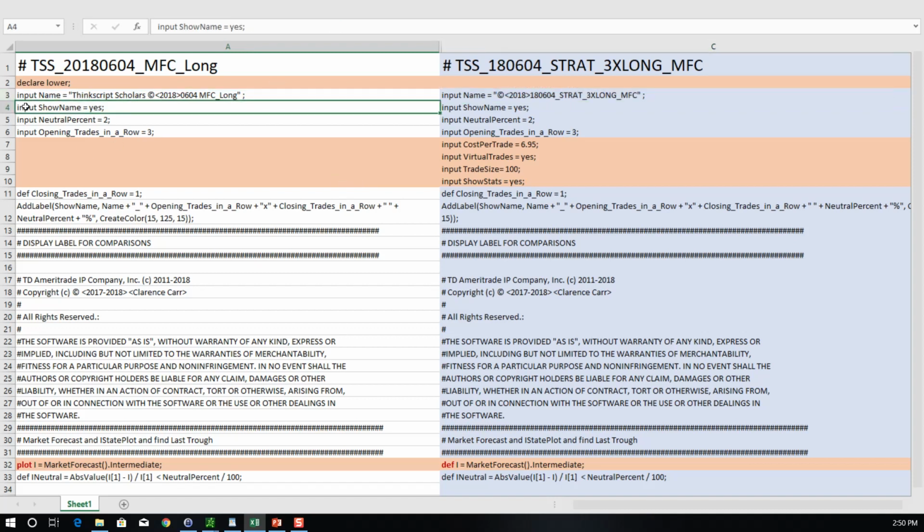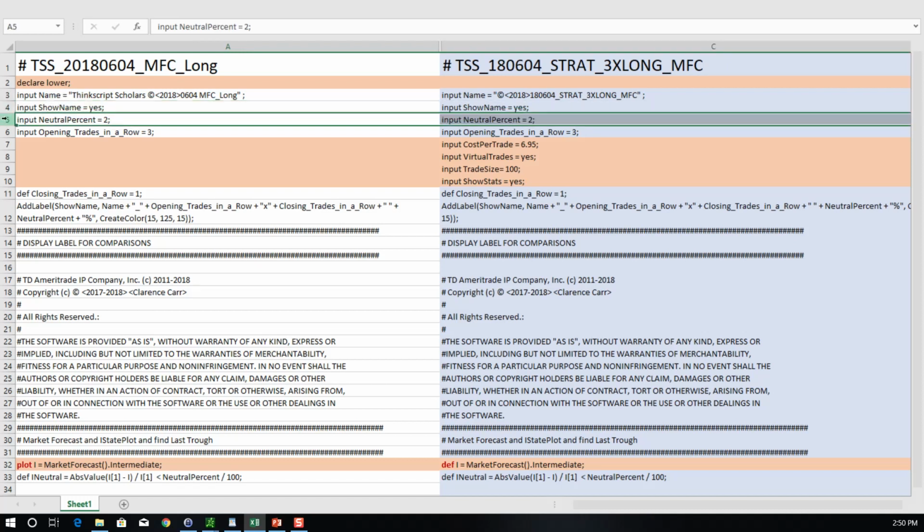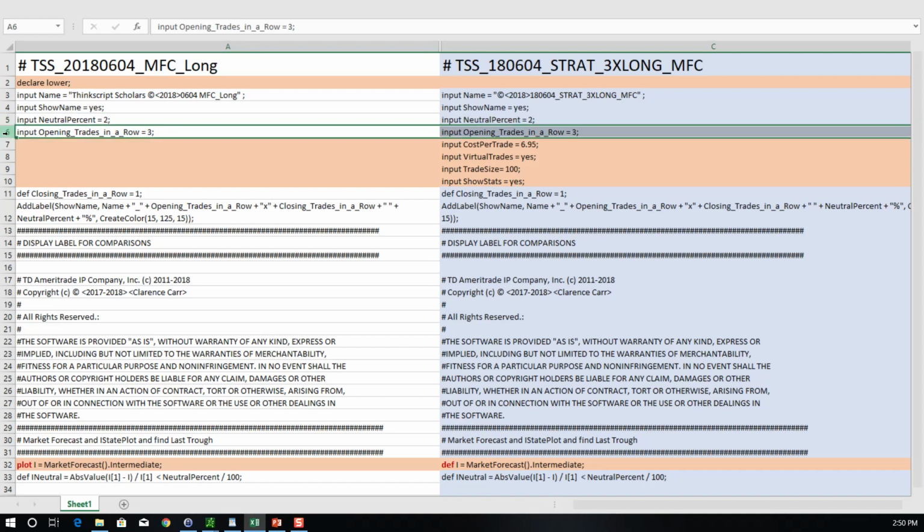Okay, so this line has not changed. Line 4 hasn't changed on either study. And we notice that line 5 remains the same. Still, the neutral percent is going to be 2. We still are going to have 3 opening trades in a row. But then I have added some additional lines over here on the strategy.